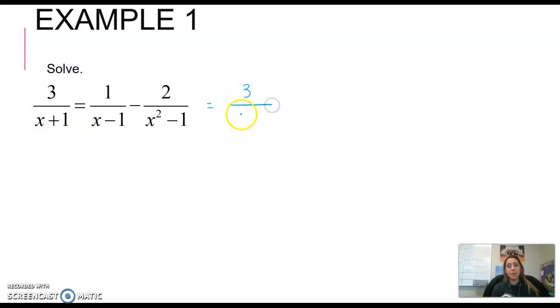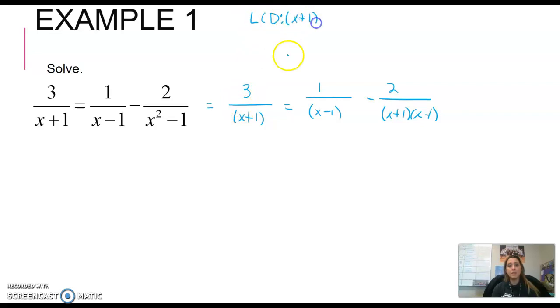So I am going to factor that. So I'm going to end up with 3 over x plus 1 is equal to 1 over x minus 1, which is minus 2 over x plus 1, x minus 1. Again, I'm going to find my lowest common denominator, and it is going to be x plus 1 and x minus 1. And it's already represented here. My domain is going to be all real numbers such that x cannot equal negative 1 or positive 1. And I did that already, so you set each one of these not equal to 0.